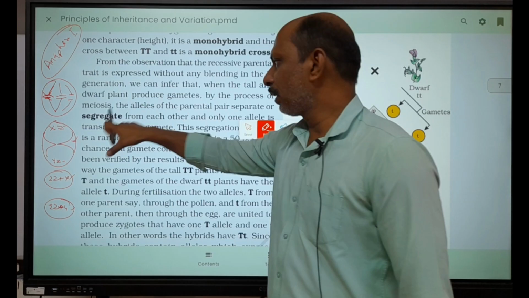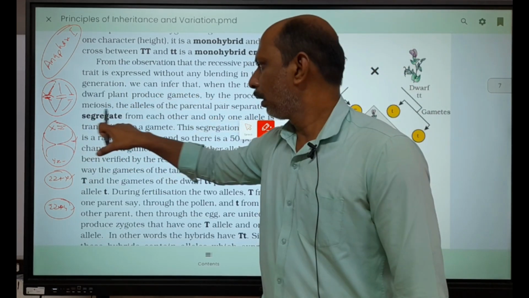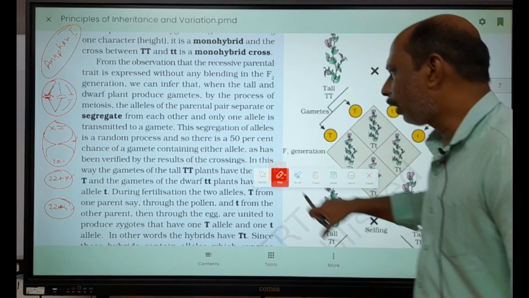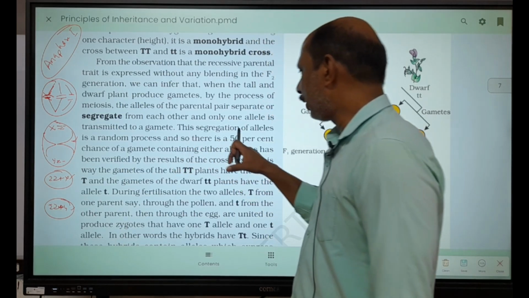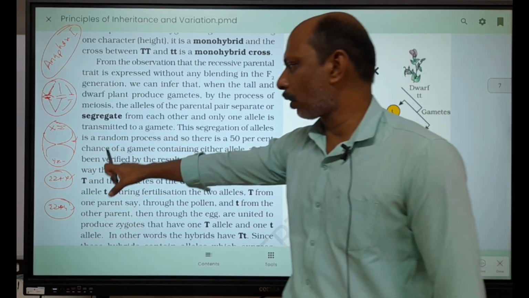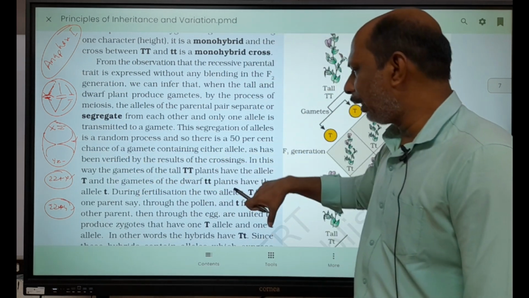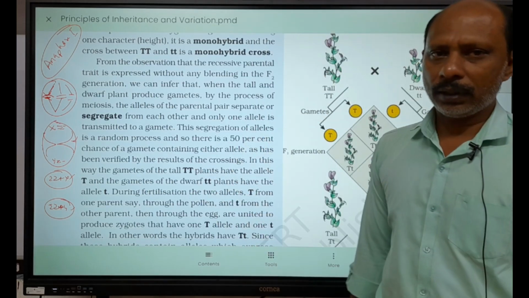By the process of meiosis, the alleles of the parental pair separate or segregate from each other, and only one allele is transmitted to a gamete. This segregation of alleles is a random process, so there is a 50% chance of a gamete containing either allele, as has been verified by the results of the crossing.